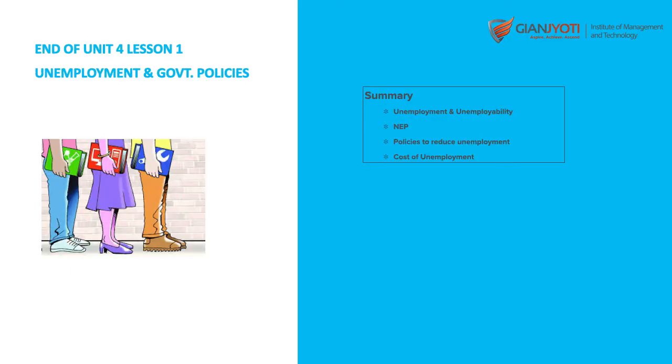So let me summarize the things. We talked about unemployment and unemployability. We talked about the national employability policy of India. We discussed how to tackle unemployment, how to reduce it, how on the supply side and how on the demand side. What are the different policies which the government has come out with? And then we talked about the cost of unemployment.